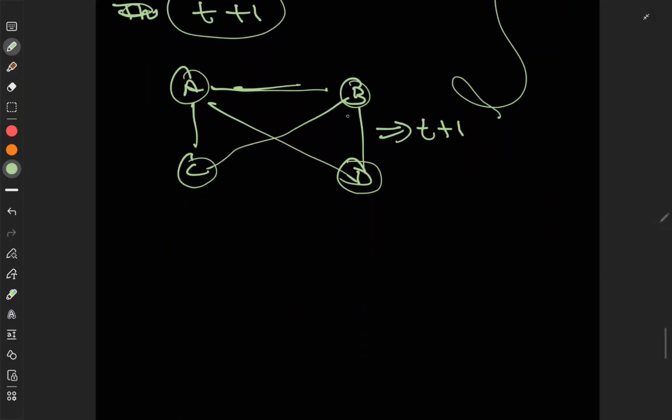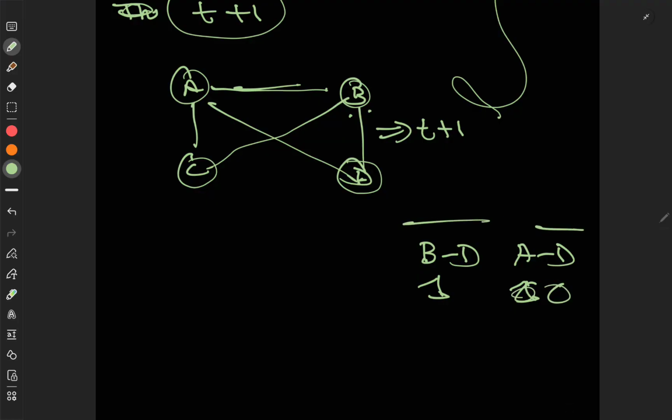Meaning at time t plus 1, B and D will have a connection, so there is an edge between them. So it means 1. A and D will have a connection, so again there is an edge between them, so again it is 1. And let's say if there is no connection, it means it's 0. So we get the labels: at time t plus 1, either it would be 1 or it would be 0.